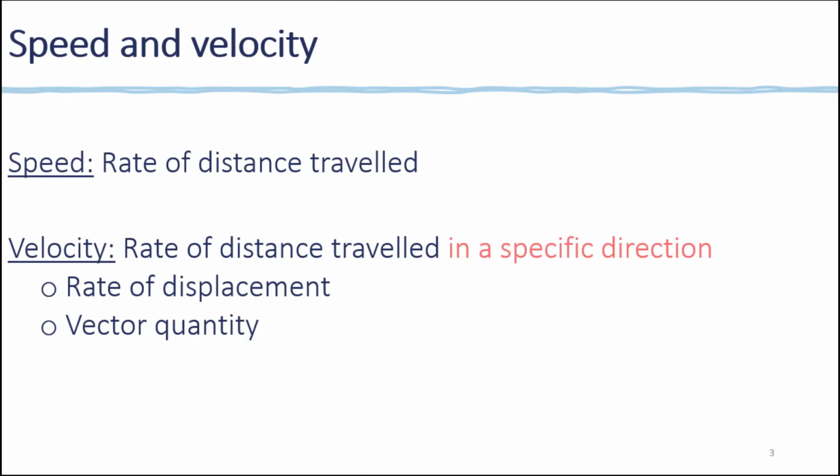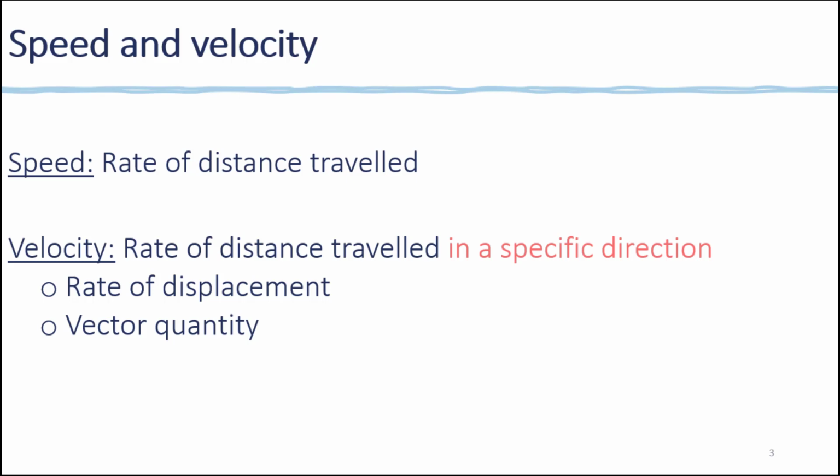So we can now describe an object's position, and we have measures for describing its change in position. But how do we describe how quickly something changes its position? When we describe how fast or how slow an object is moving, we're describing its speed or its velocity. And speed and velocity are basically the same thing. They describe the rate of motion. However, there is one big difference between the two.